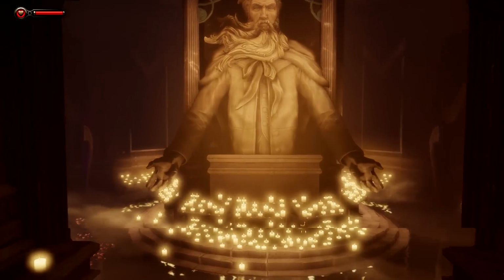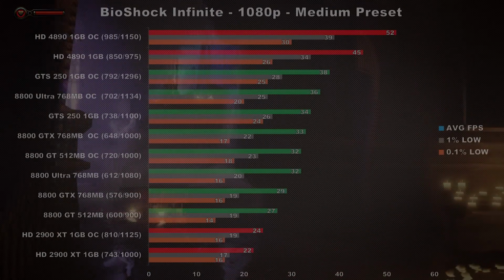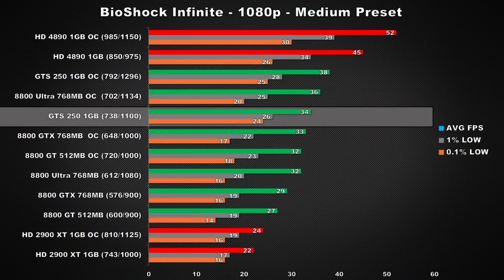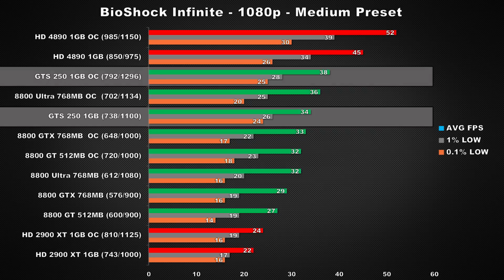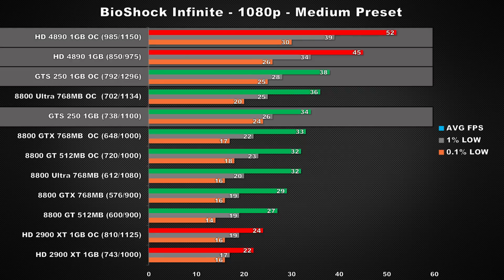Next up is BioShock Infinite, and we're using the medium preset at 1080p. The GTS 250 averaged 34 frames per second, and overclocked that average grew 11% to 38. Now moving on to the HD 4890, we see it pull 45 frames per second on average, and overclocked it jumped up 15% to 52, which is a very nice performance gain. Overall frame times were okay for both cards, with some stutters here and there. Still not a bad showing for both cards. Also, feel free to pause the video for the remainder of the benchmarks, as this is a lot of information to take in.